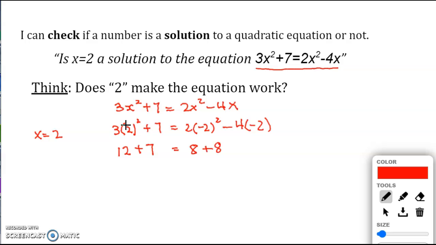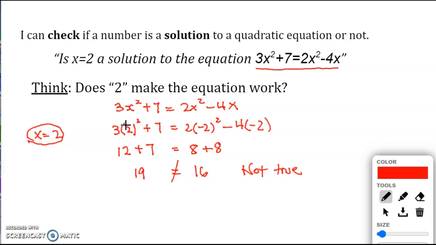Okay, so you simplify the left hand side. You just keep simplifying the left hand side separately, and you keep simplifying the right hand side separately if it is not done so already. 12 plus 7 is 19, and on the right hand side 8 plus 8 is 16. Now, is 19 ever equal to 16? No, it's not. Okay, so it's not true. That means that x is equal to 2 is not a solution to this quadratic equation.